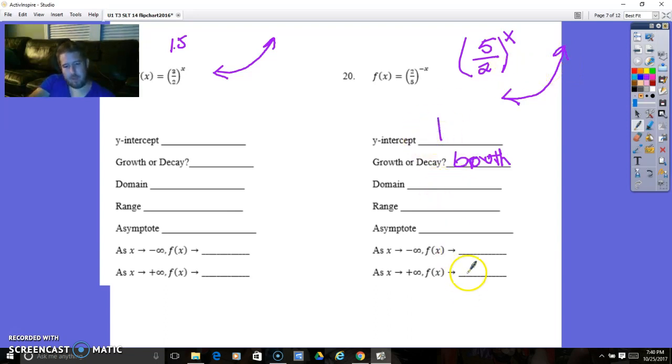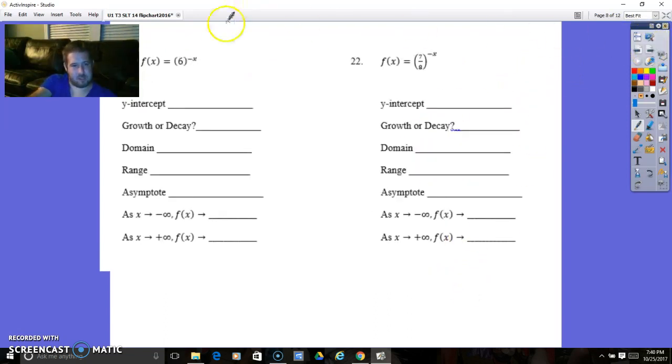The y-intercept is still 1. A lot of the information is going to be the same. Everything else is just the same. I'm trying to get through all this. So remember, this looks like growth, but this is actually a decay question. This is really 1/6 to the power of x, because with negative x you have to flip it to the reciprocal, which becomes 1/6, so that's actually a decay question.